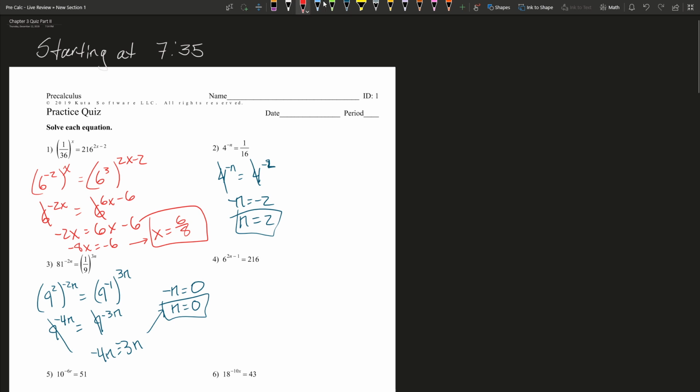The fourth one is very similar to the first. So we're going to leave 6 to the 2n minus 1 alone. And 216 is 6 to the third. Same bases on both sides, so you use the one-to-one property, cancel those bases out. So 2n minus 1 will equal 3.